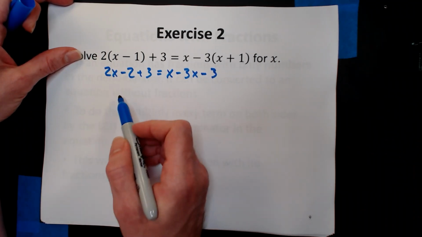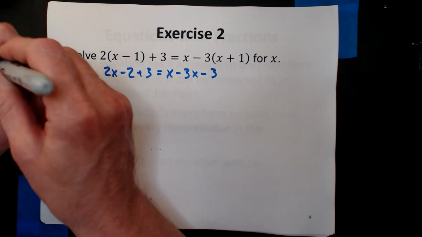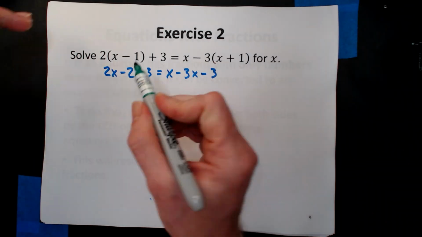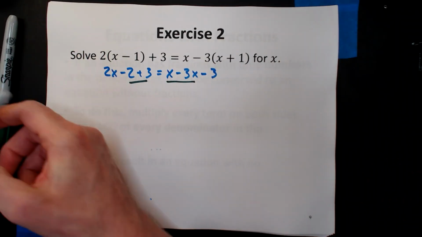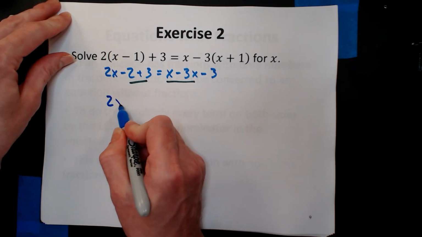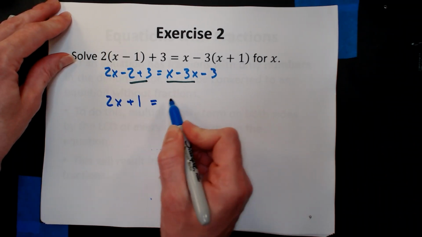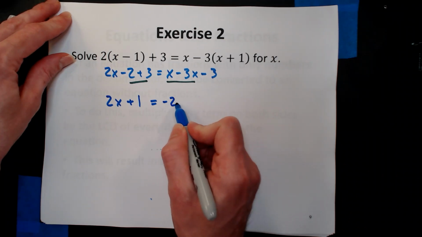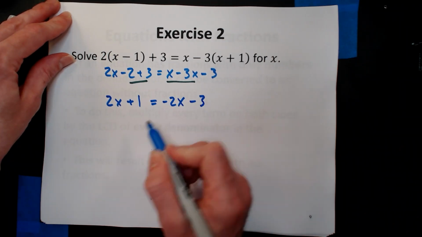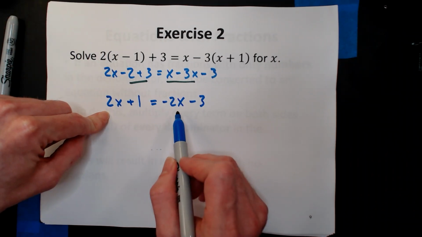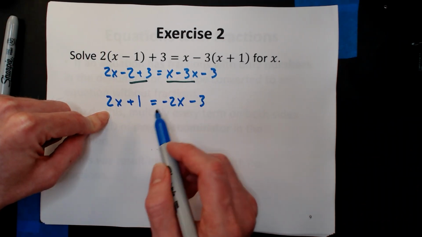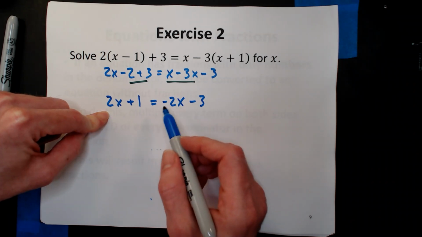So now that I have that, I'm going to combine all my like terms, just so we can make sure we see there's a lot going on. So I'm going to combine these like terms, and I'm going to get 2x plus 1 equals negative 2x minus 3. Now here's where I have a lot of students that see I have a 2x here and negative 2x here, so they just cancel. Don't do that. You cancel, you get the wrong answer.